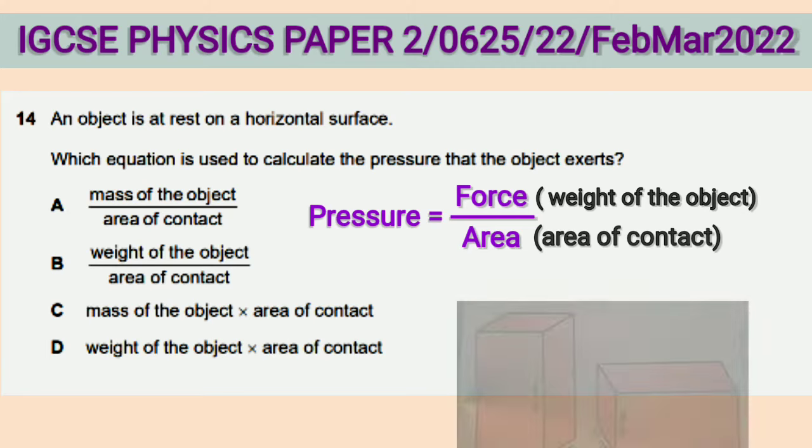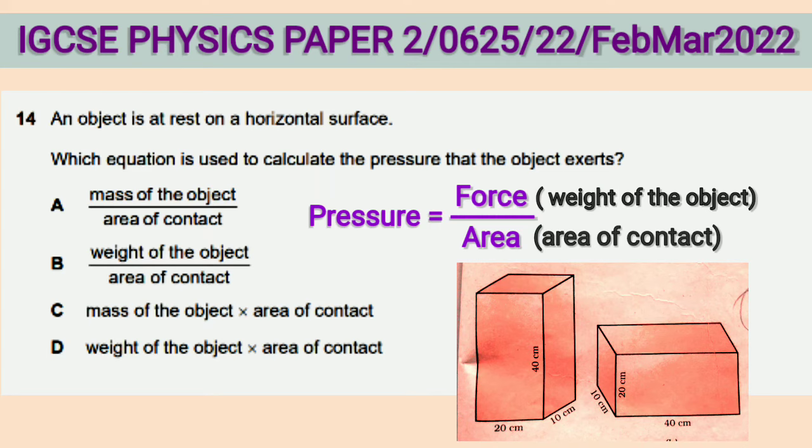For example, these two boxes have same weight but their area of contact is different. For first box, area of contact is 200 centimeter square and for second it is 400 centimeter square. Less the area, more the pressure. So option B is the correct answer. Equation which is used to calculate pressure that object exerts is weight of the object by area of contact.